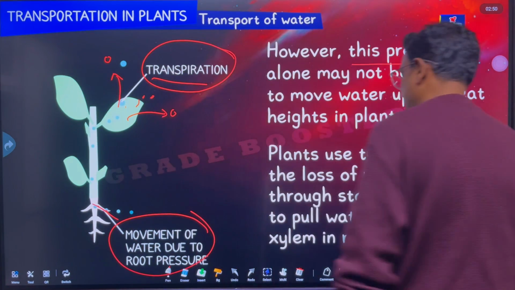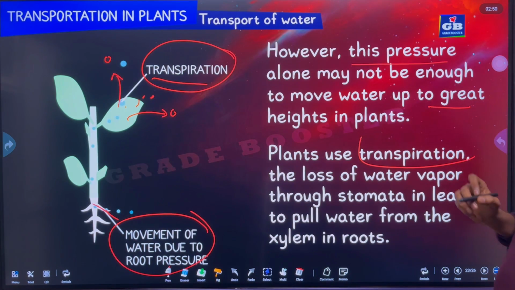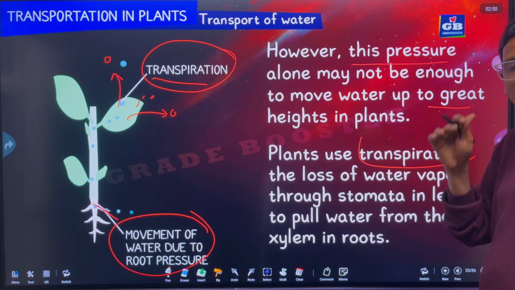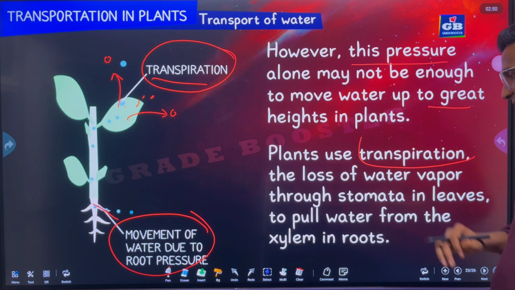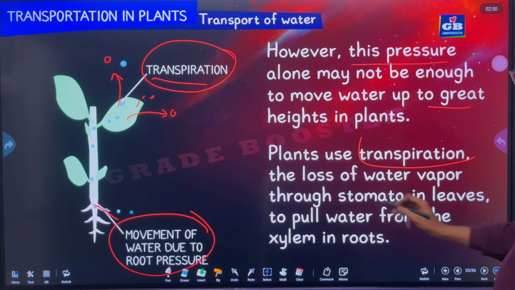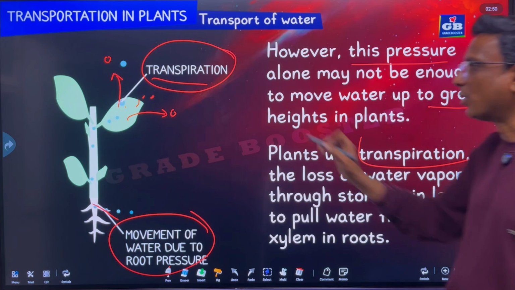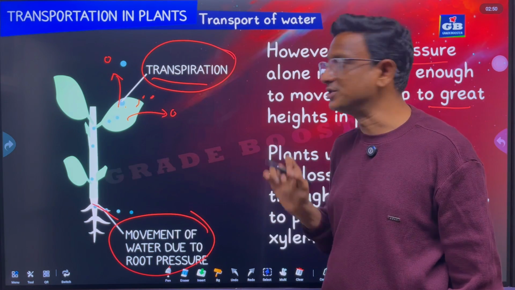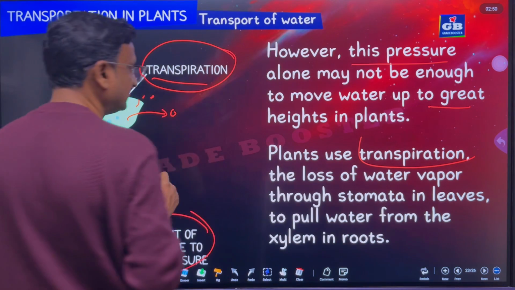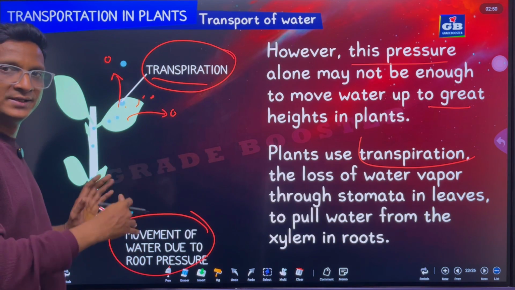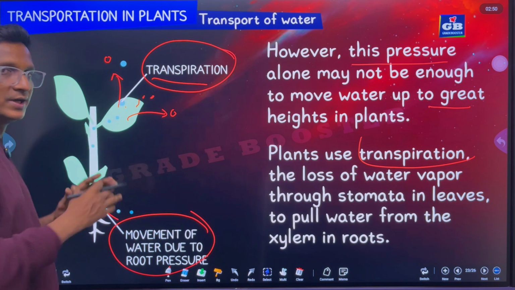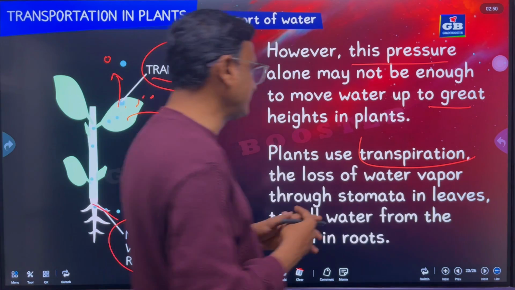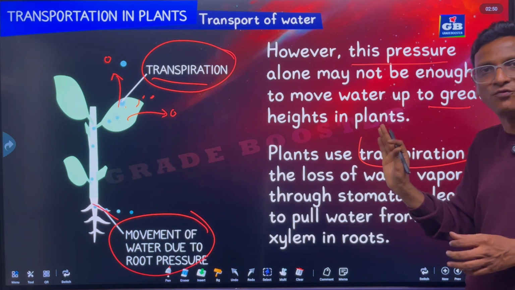So root pressure and transpiration. Root pressure and transpiration, both these things help the movement of water in plants, right? The transpiration, the loss of water vapor through stomata in leaves, pulls the water. Transpiration and root pressure are the two things that make the water enter into the plants, and that helps the water to move upward to different parts of the body. So that is about the movement of water, transportation of water in plants.